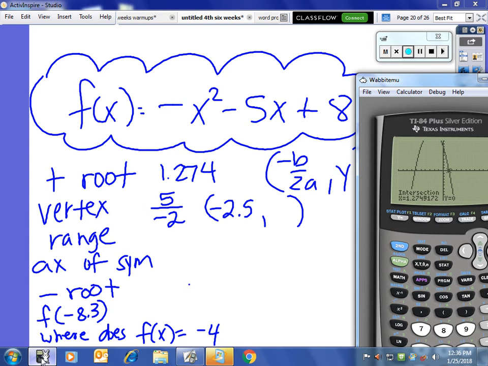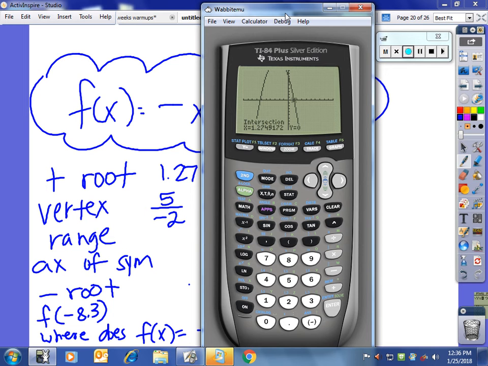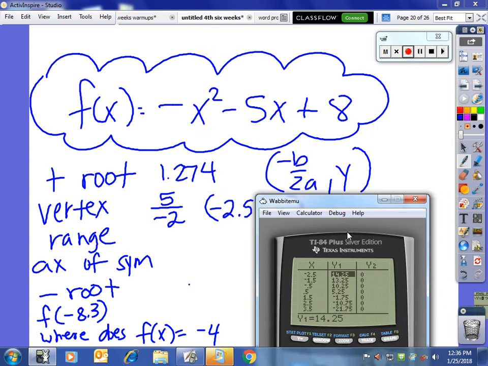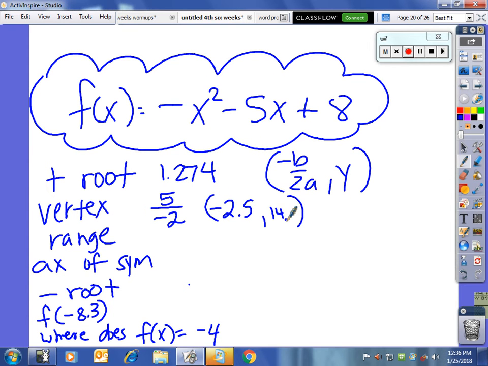You can do it as a fraction as well. I figured out the x value. Then I'm going to tell my table to start at 5 divided by negative 2, and it's going to convert it to a decimal for me. And then I look at the table of values. See how it made it into negative 2.5? What's across from it? 14.25. So there's my whole vertex, my x value and my y value.